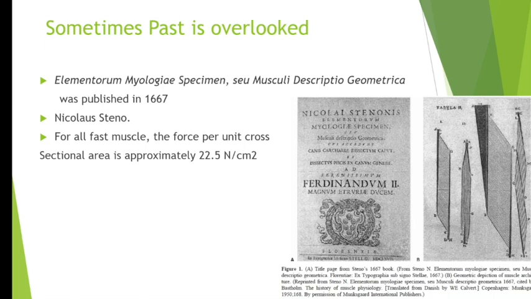If you trace way back to 1667, Nicholas Steno had also given a similar concept to what Paul Brand has told, and he also measured the cross-sectional area, approximately, of any functioning muscle as 22.5 newtons per centimeter square.